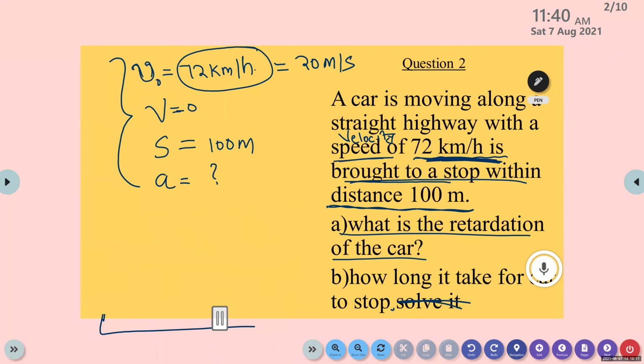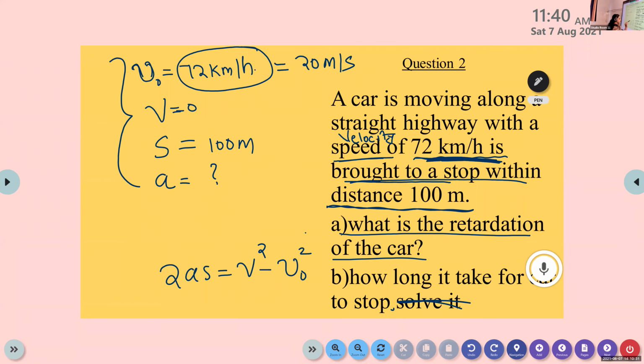V square is equal to v0 square plus 2as. What is our third equation of motion, students? 2as is equal to v square minus v0 square. This is our third equation of motion. So here we are going to use the third equation of motion. According to the third equation, we have 2as is equal to v square minus v0 square.